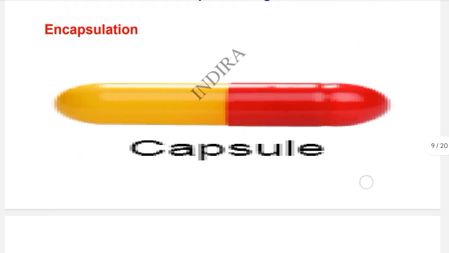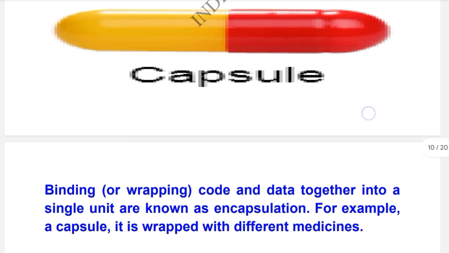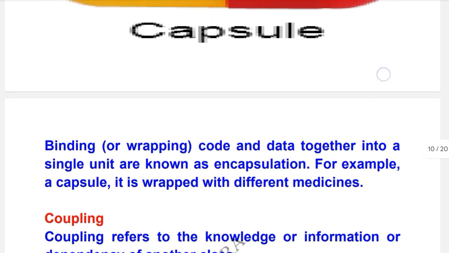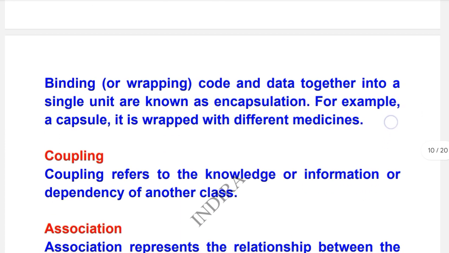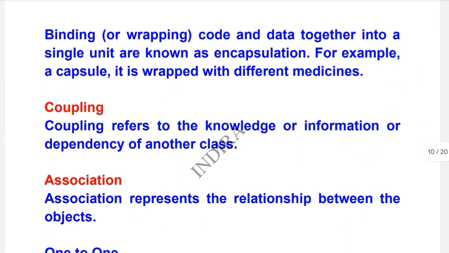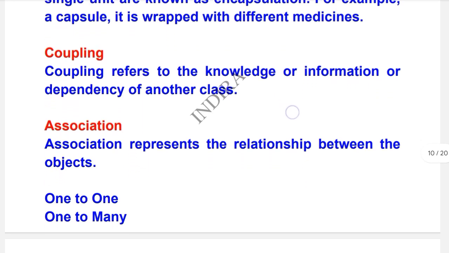And encapsulation. Encapsulation is nothing but binding or wrapping code and data together into a single unit. That means making two different types of data into a single unit is known as encapsulation. Coupling refers to the knowledge or information or dependence of another class. That means one class depending on another class is known as coupling.